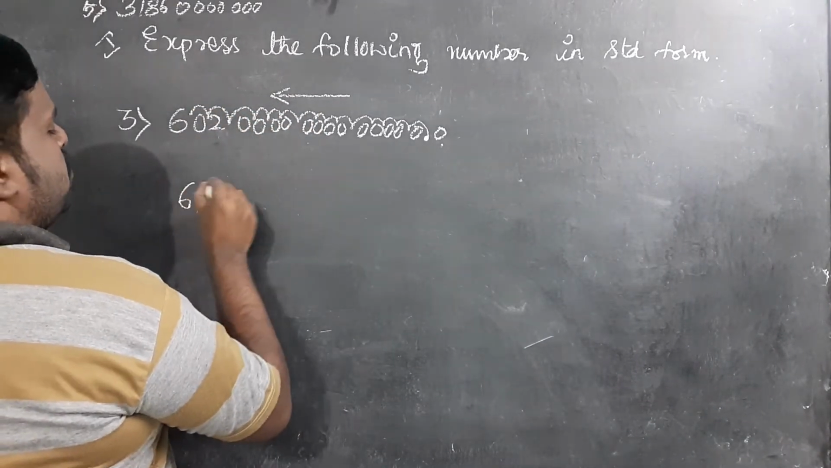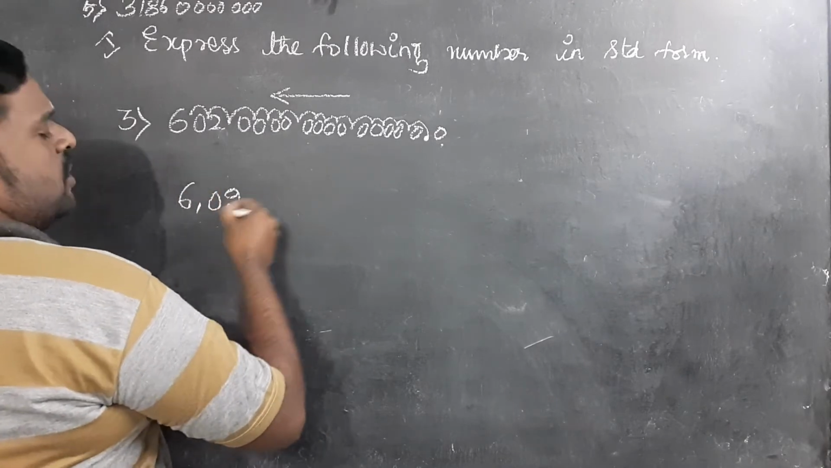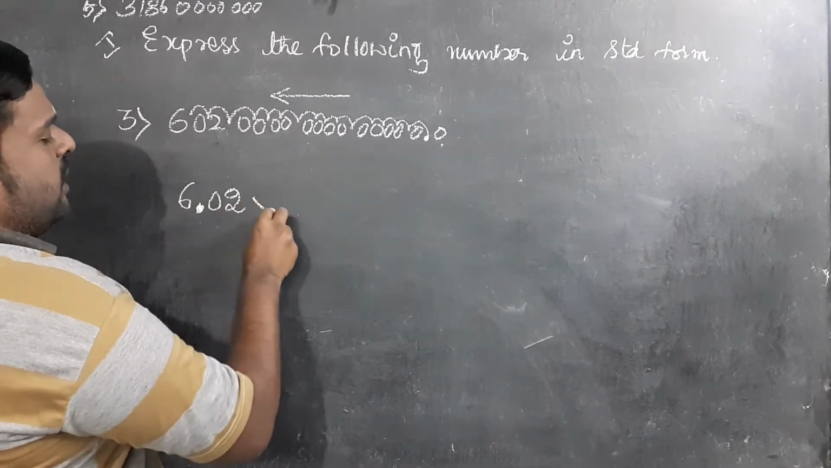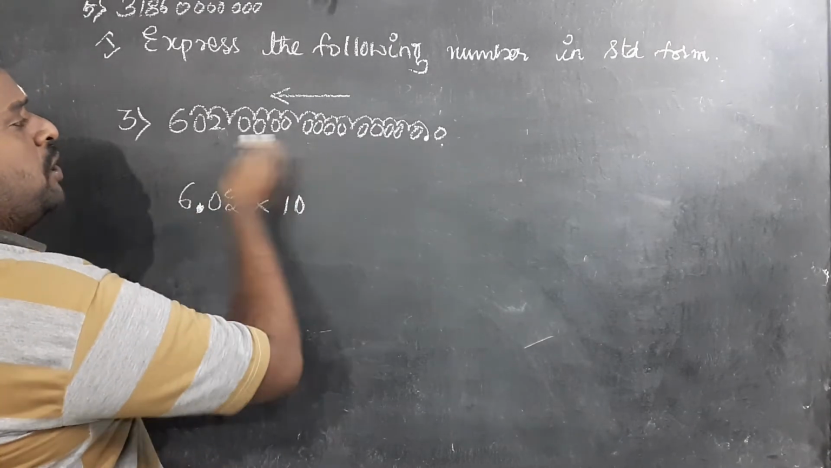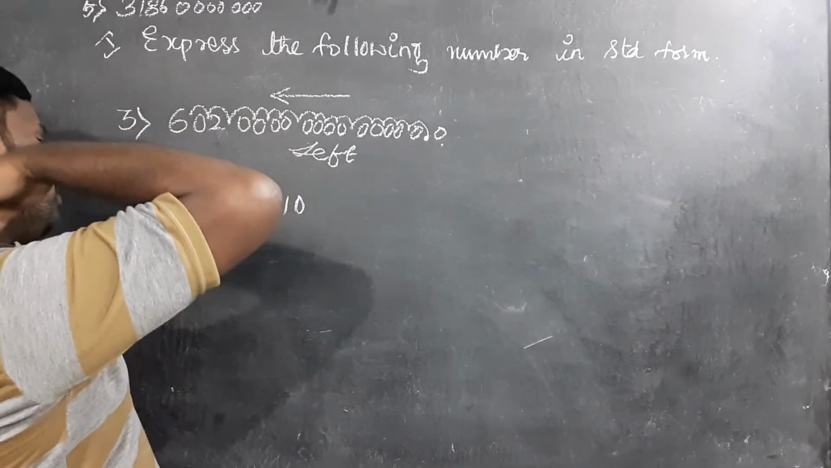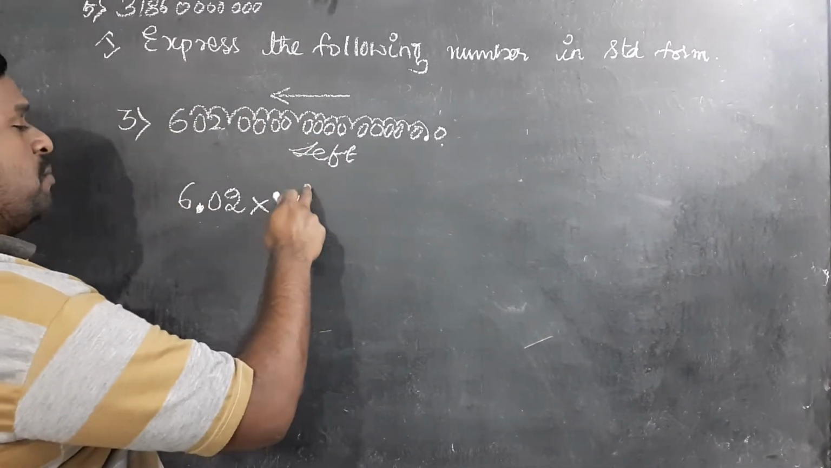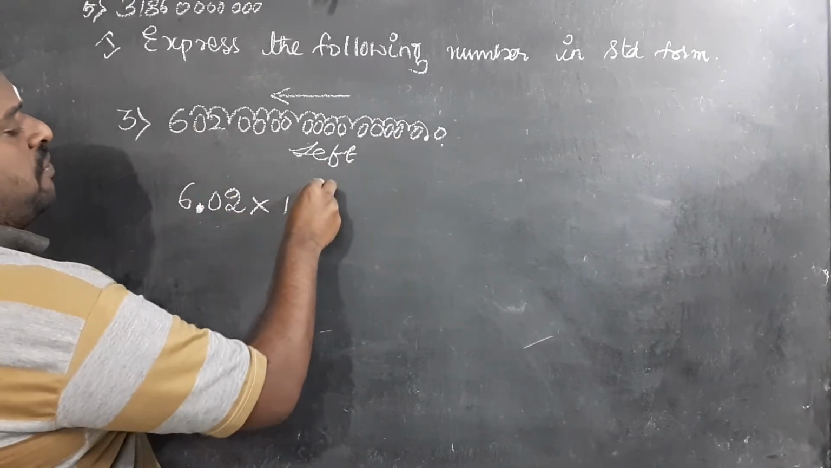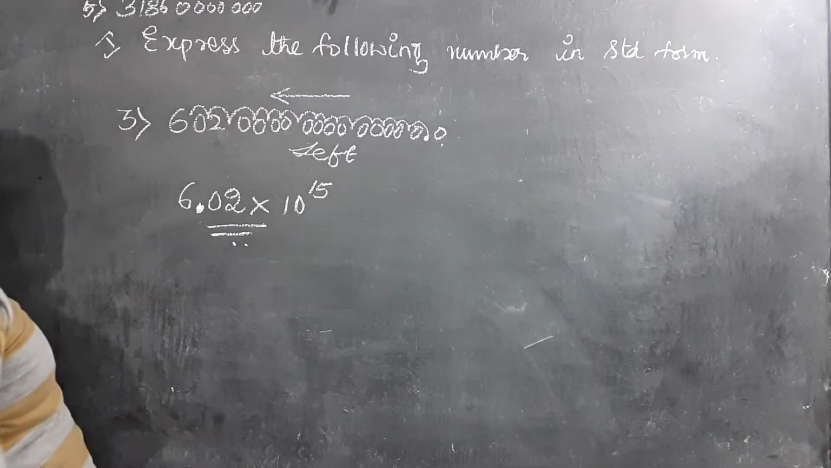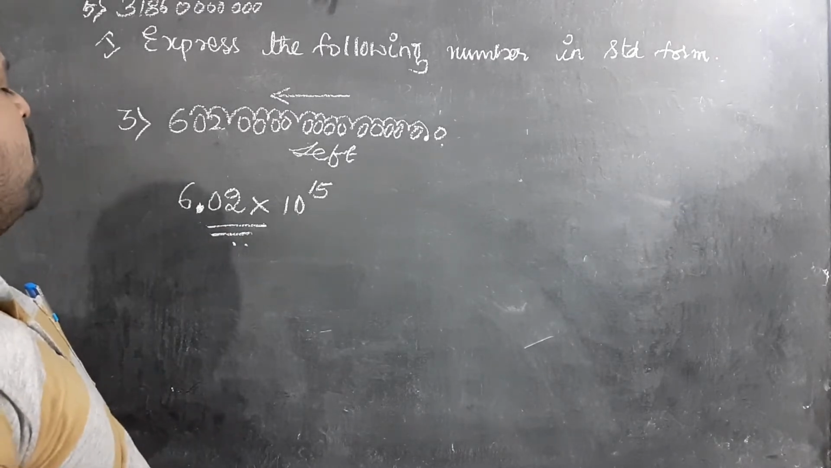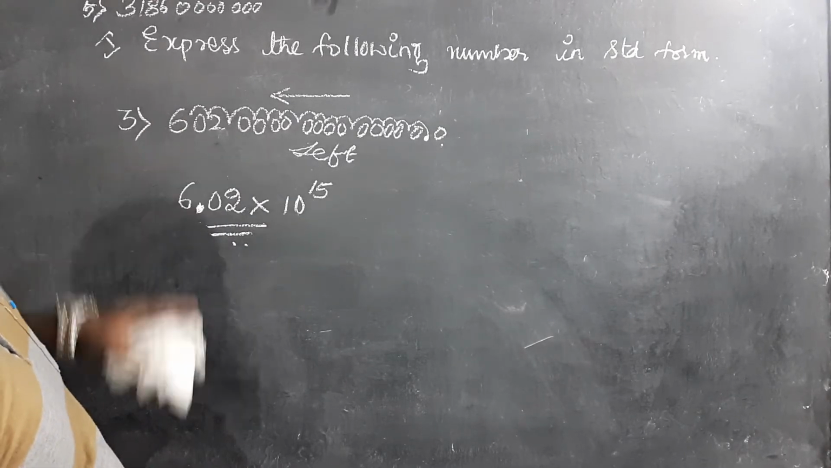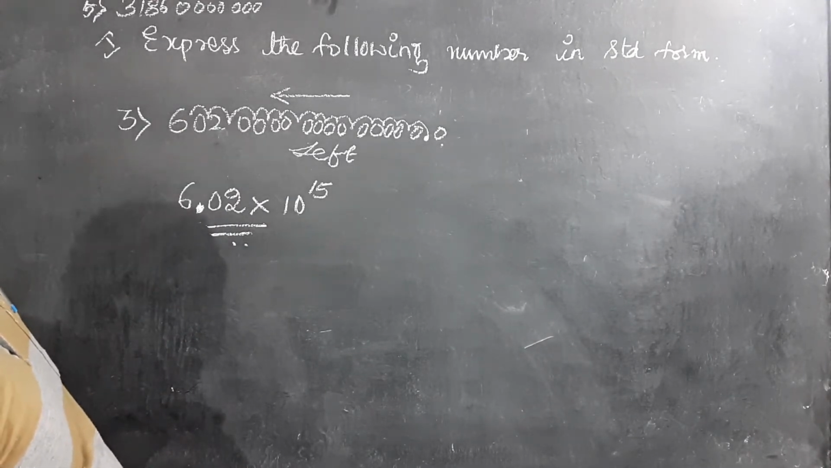So 6.02. You can even leave it off, no problem, okay? 6.02 into 10 to the power. Now look at, you are moving towards left. And I told you, always you will get positive power of 10. How many positions you have moved? 15 positions. So this should be the answer. 6.02 into 10 to the power of 15. This is your moving towards the left. Okay.